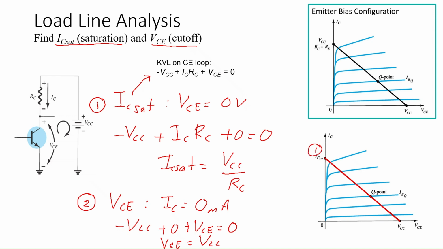To draw the line, this is the first point. For IC saturation, the value is VCC over RC. Let me write here VCC over RC, and then you have another point here, which is VCC. So just connect these two points using a line. This line we call the load line analysis.